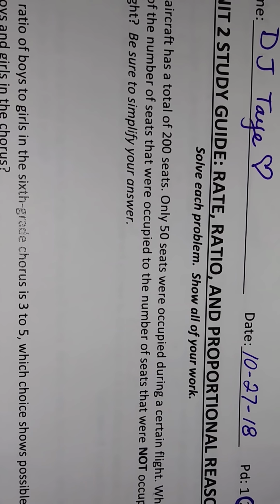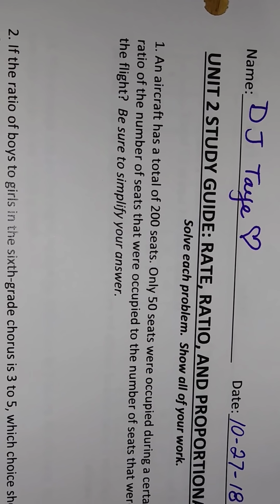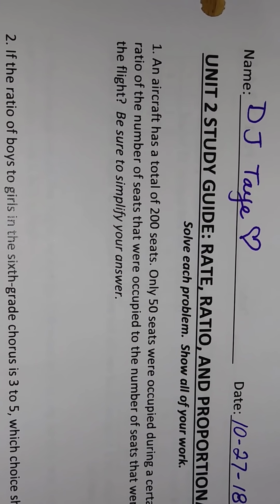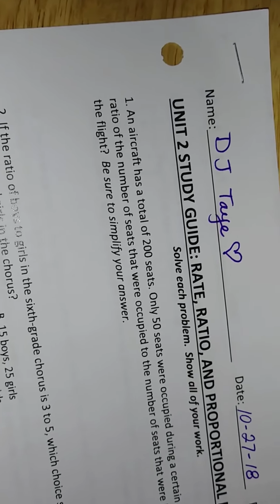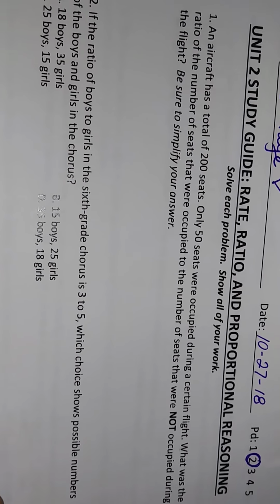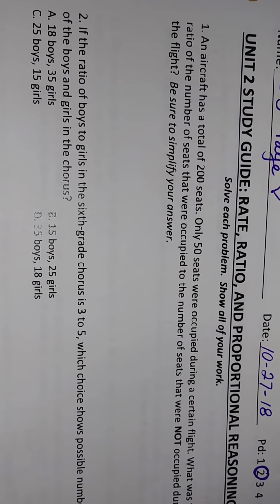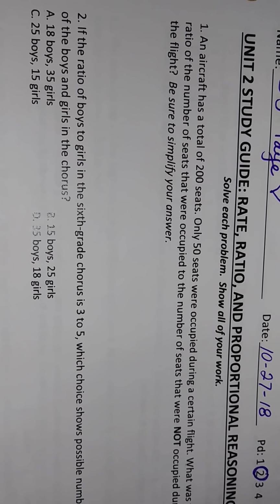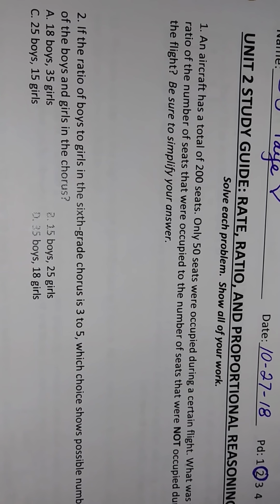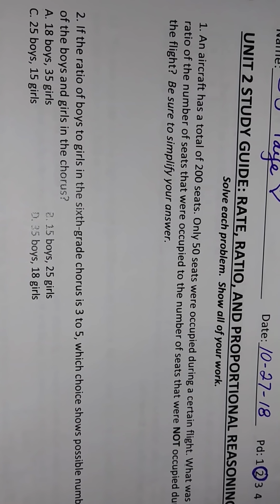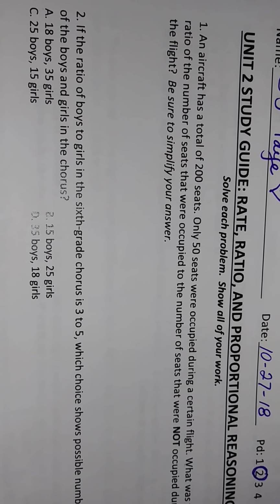All right, so let's look at these problems. Let's look at the first one. I'm going to go through a few of them and then give you the first code. Let's just adjust the camera a little bit. Okay, so the first one says an aircraft has a total of 200 seats. Only 50 seats were occupied during a certain flight. What was the ratio of the number of seats that were occupied to the number of seats that were not occupied during the flight? Be sure to simplify your answer.